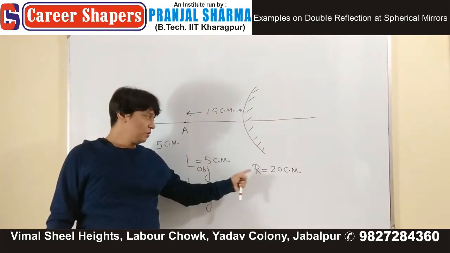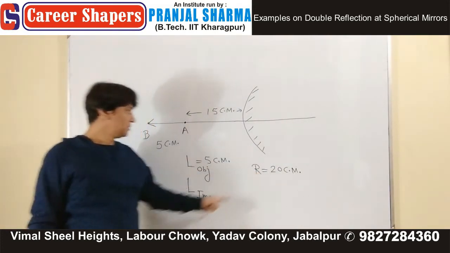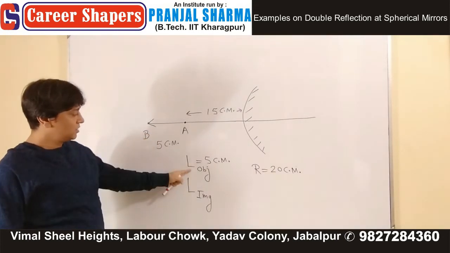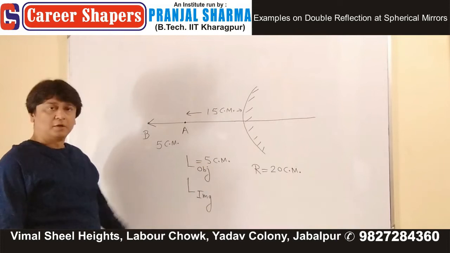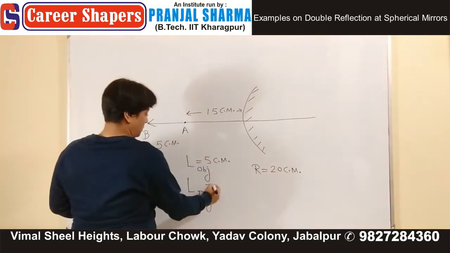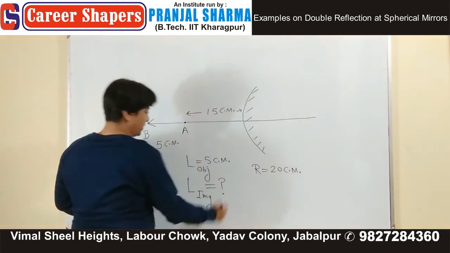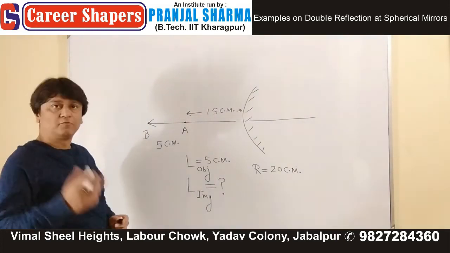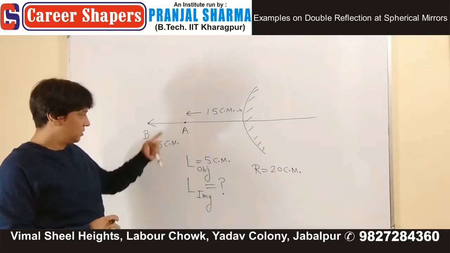Convex mirror of radius 20 centimeter. This is your object AB. Length of the object is 5. Find out the length of the image. Should not take more than 40-50 seconds. Try to answer this.